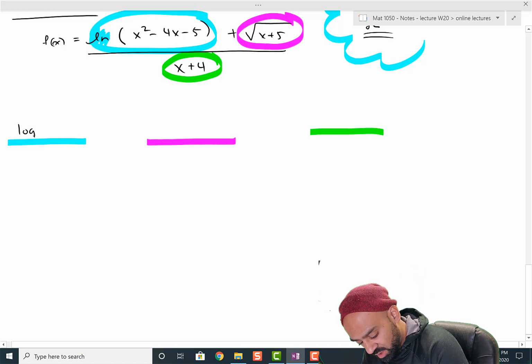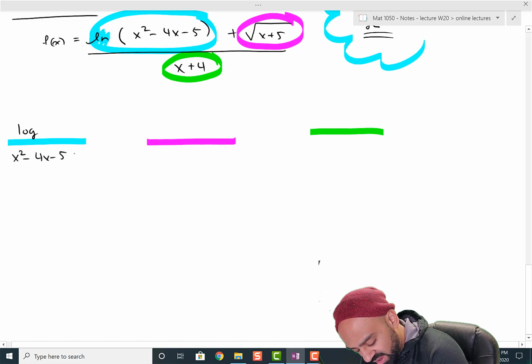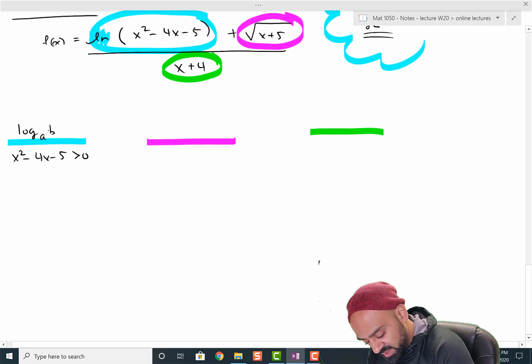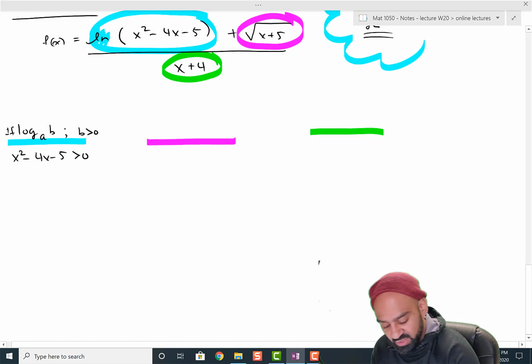Okay, so this is the log restriction. That means I'm just going to set it up. I'm not solving anything. That means just the b part, the x squared minus 4x minus 5, must be strictly greater than 0. Just the b part. So a of b, if that b is strictly greater than 0. That's what we did.